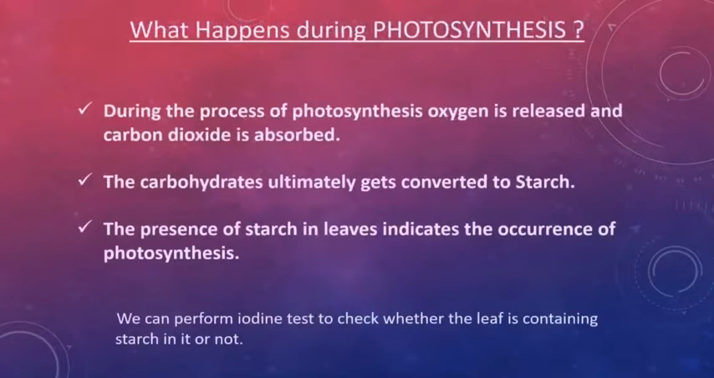So what happens during photosynthesis? During the process of photosynthesis, oxygen is released and carbon dioxide is absorbed. Also, the carbohydrates get converted to starch. The presence of starch in the leaves indicates the occurrence of photosynthesis. Note that we can perform iodine tests to check whether the leaf contains starch or not.